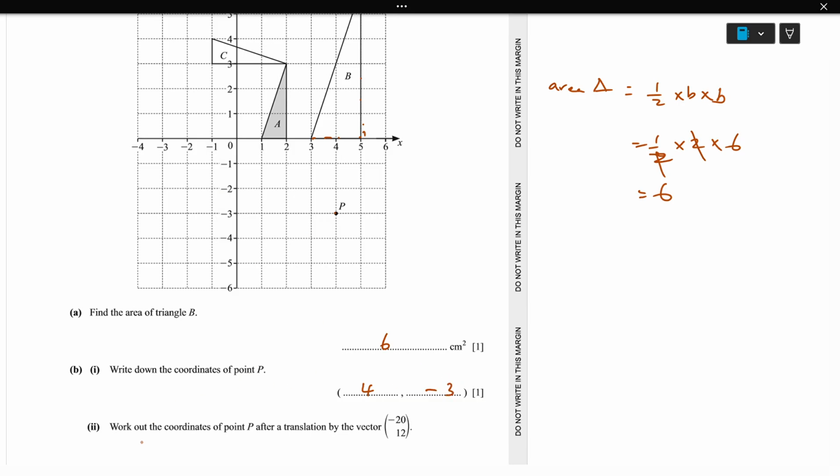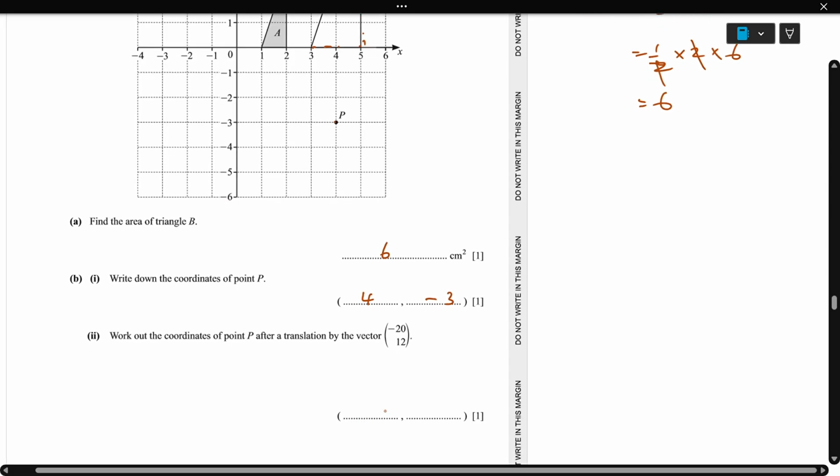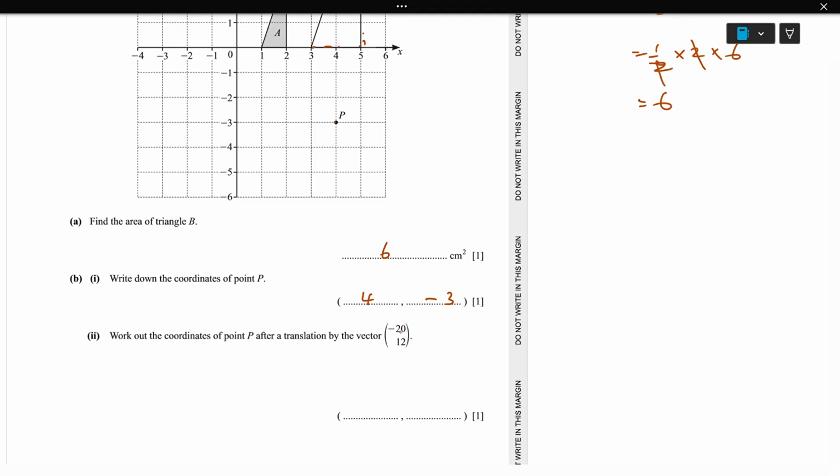Next one, work out the coordinates of P after translation by the vector (-20, 12). So the thing is, 20 units left and 12 units up. So here we have to put -20 and here you have to put +12. That's it. This coordinate is moving. So 4 minus 20 is going to be -16 and -3 plus 12 is going to be 9. This is the answer here.